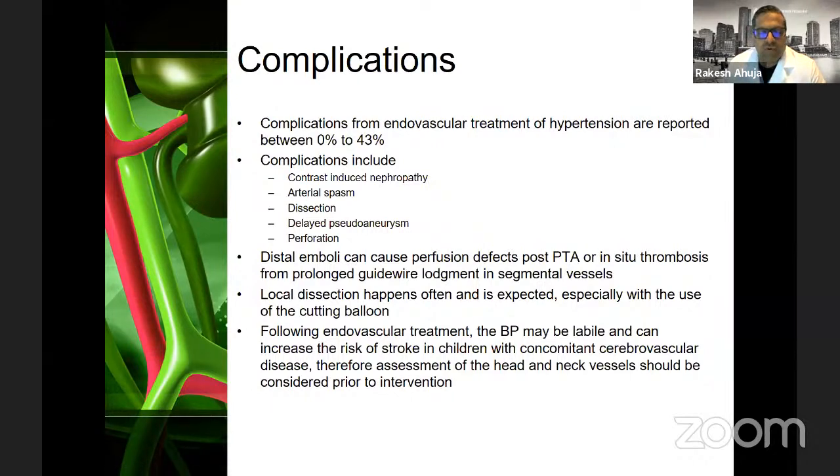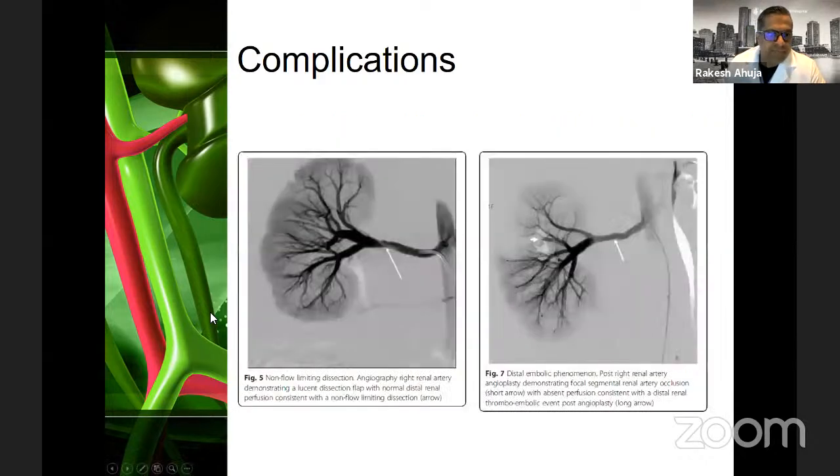And then endovascular treatment, the blood pressure may be labile, so therefore kids who have a known cerebrovascular disease should be assessed prior to the intervention, especially the head and neck vessels before you even intervene. Because if the blood pressure is labile, they can end up with pretty severe consequences, including stroke.